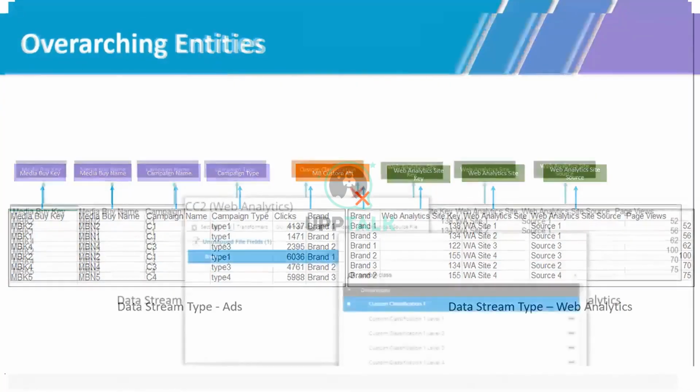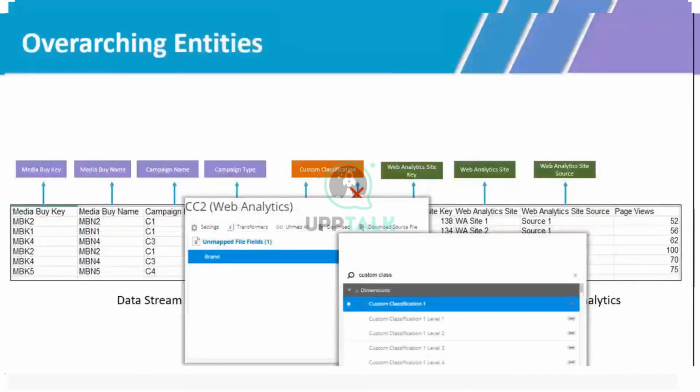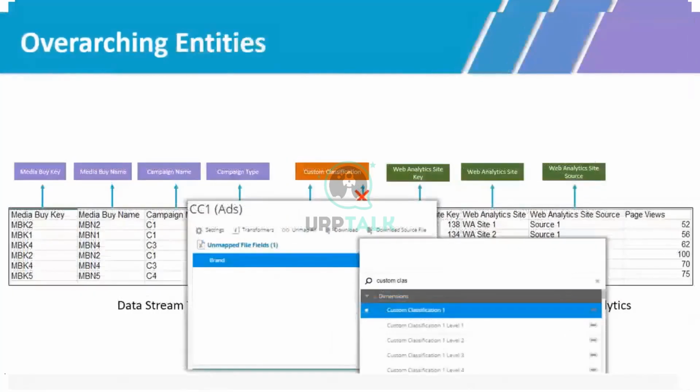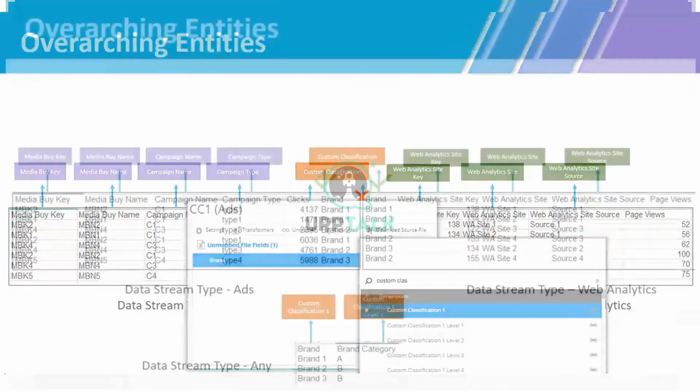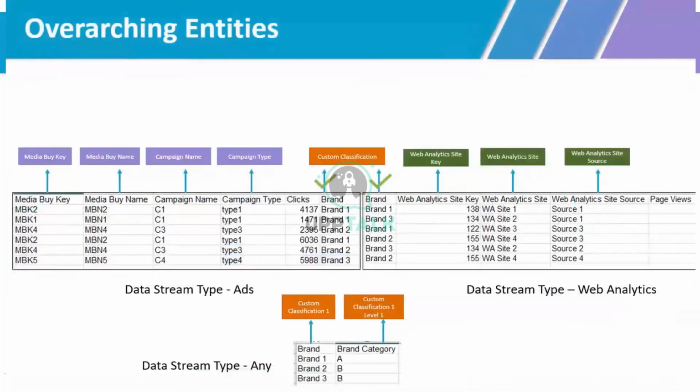There comes custom classification to our help, because custom classification is something that is present in all the data stream types, and what we do is we map the brand from web analytics to custom classification one. And we map the brand in ads to custom classification one as well, because both my data streams have custom classifications. When we do that, we see that if we choose custom classification one, it now represents the brand column, and now both things get classified for us. Our custom classification, you see below.